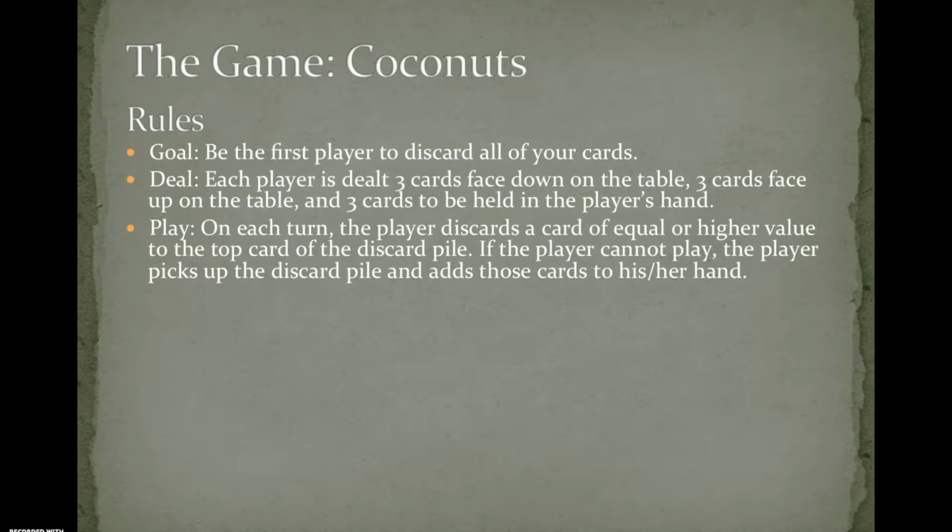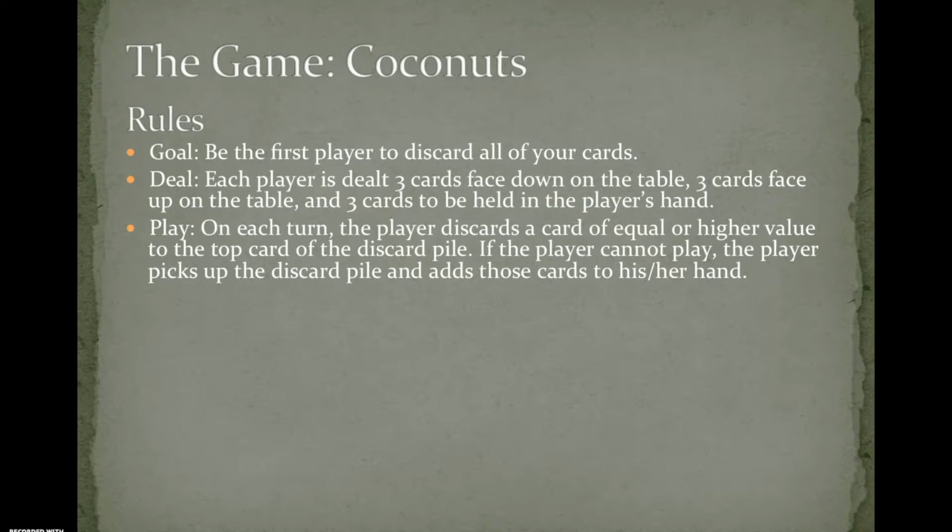I decided to use the card game Coconuts, which has many variations and goes by other names, including Karma and Palace. The rules are simple. Each player is dealt 9 cards, 3 cards face down on the table, 3 cards face up on the table, and 3 cards to hold in the player's hand. On each player's turn, the player tries to discard a card that is equal to or higher than the top card of the discard pile.